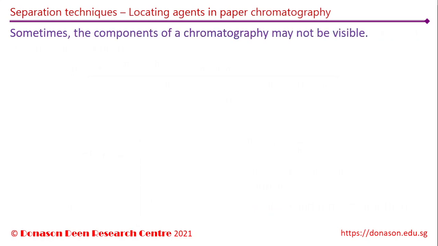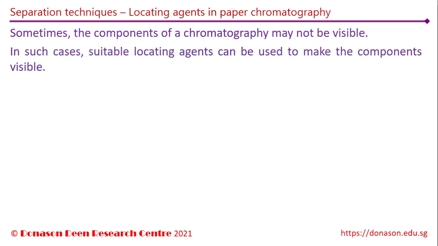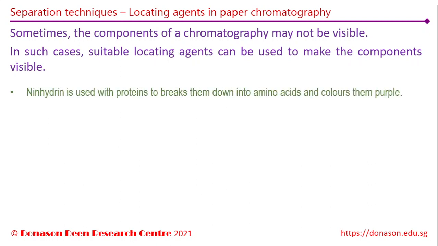Next, let us take a look at what locating agents are and why they are used in paper chromatography. Sometimes, the components of a chromatogram may not be visible. In such situations, suitable locating agents can be used to make the components visible. Ninhydrin is an example of a locating agent which is used with proteins to break them down into amino acids and then color them purple so that the amino acids become visible. UV light is also used as a locating agent to fluoresce many colorless organic molecules. These are some examples of locating agents used with paper chromatography.